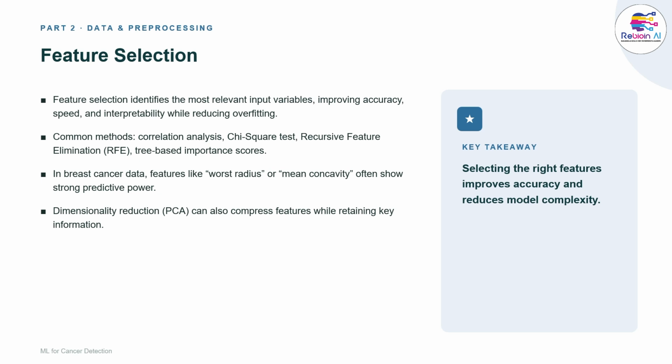So, common techniques include correlation analysis and tree-based models like random forest, which naturally rank features by importance during training. In our breast cancer dataset, specifically, features like worst radius and worst concave points consistently turn out to be some of the strongest predictors.